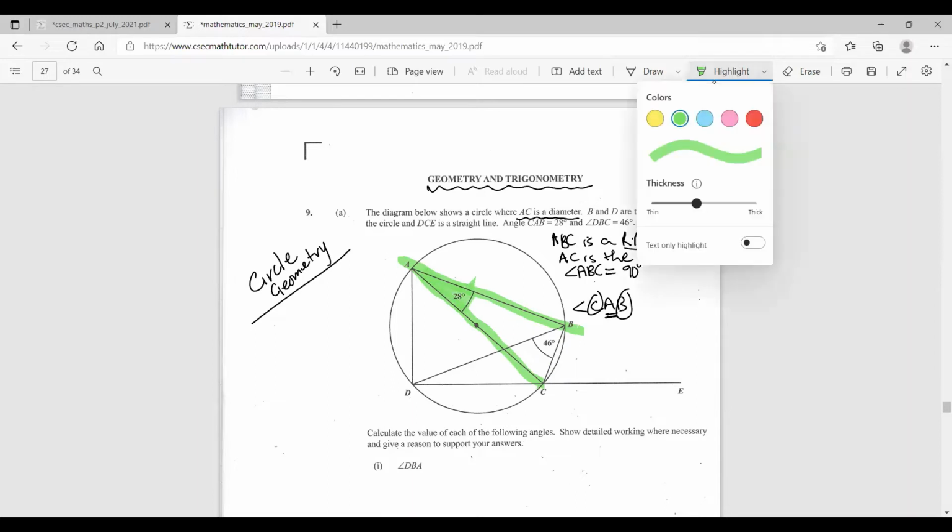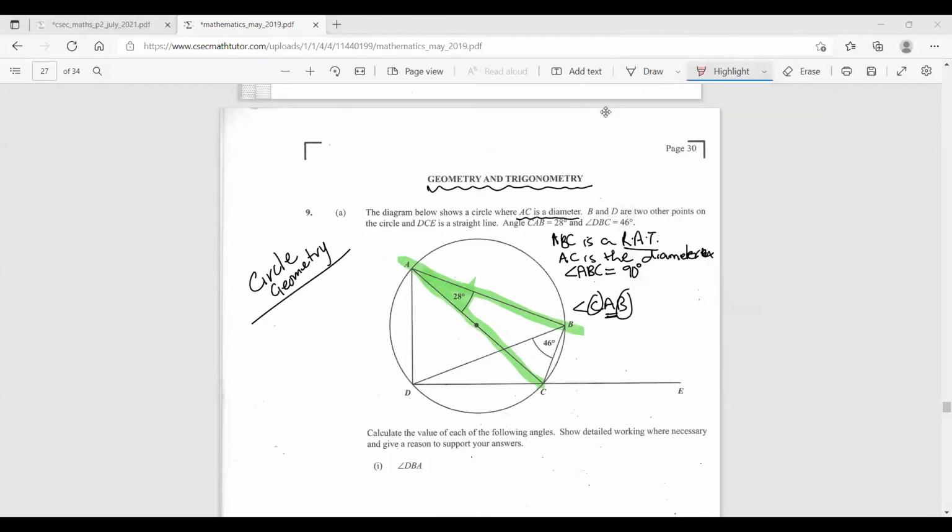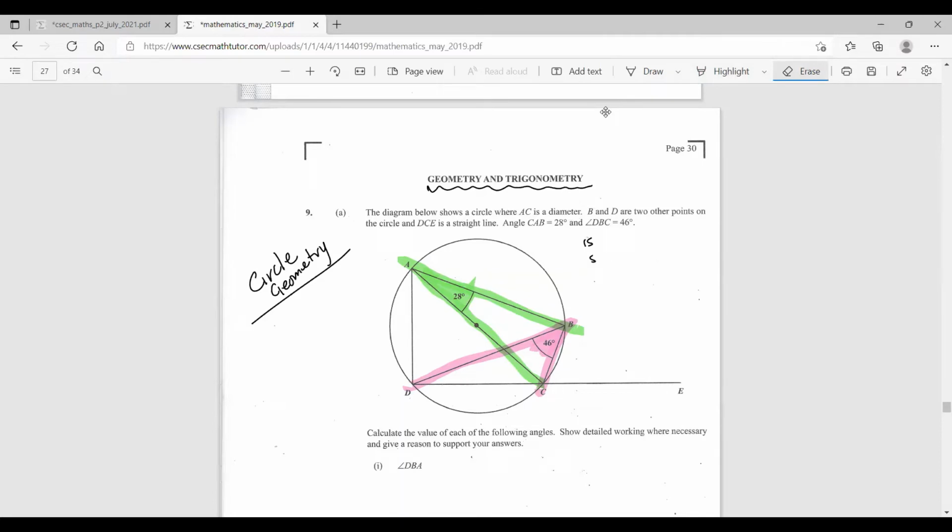So it's the same thing if we do angle DBC, right? We go from D to B and B to C, and the angle will be in between those two lines there. That's why they told us one was 28 and one was 46. Are we good? Yes. Awesome.